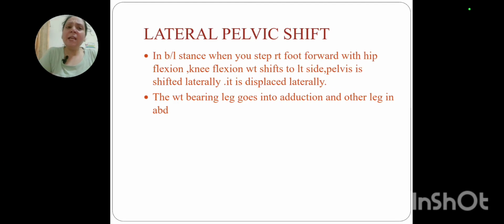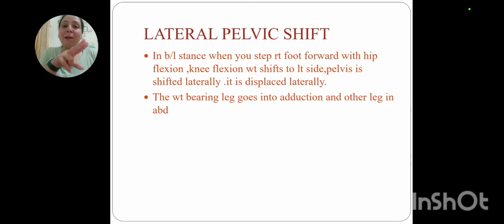And there is another condition called lateral pelvic shift, which takes place in bilateral stance. We have talked about the unilateral stance. What happens in bilateral stance is, when the right foot is forward with hip flexion and knee flexion, the weight shifts to the left side, and the pelvis moves laterally. Where the weight takes place on the left foot, it moves laterally. That is called lateral pelvic shift, and it brings about an adduction movement of the left side.